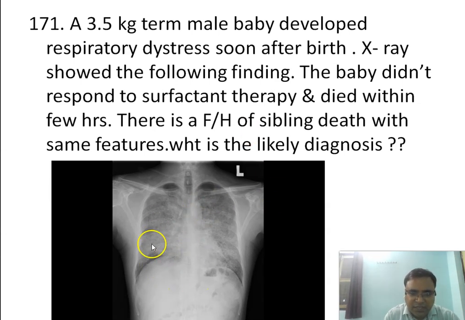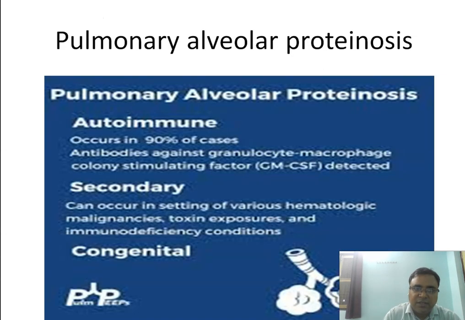Here you can see the X-ray. From the X-ray itself, there is a possibility that we think it could be a case of hyaline membrane disease. But it is not that. It is a male baby and it didn't respond to surfactant therapy. And there is a family history of sibling death. These are the three clue points which will tell us that this may not be a case of hyaline membrane disease, it is something different.